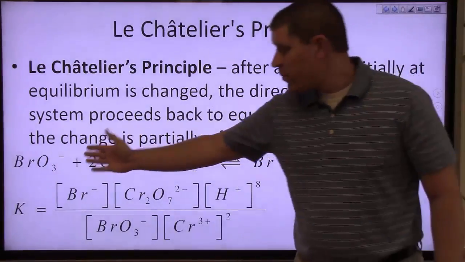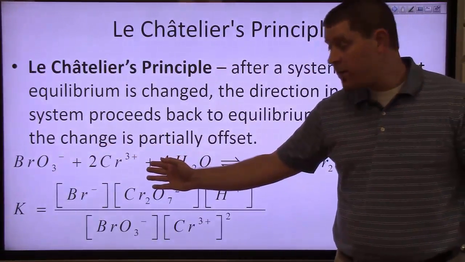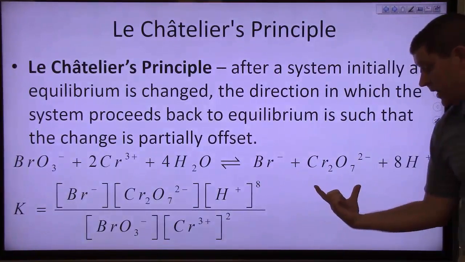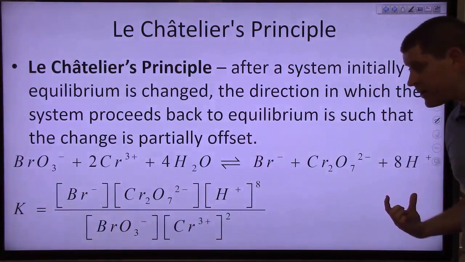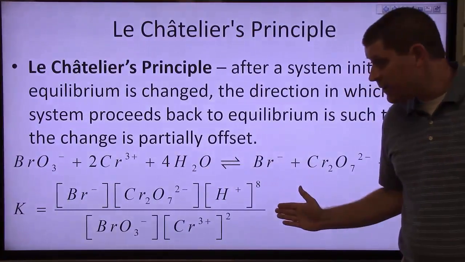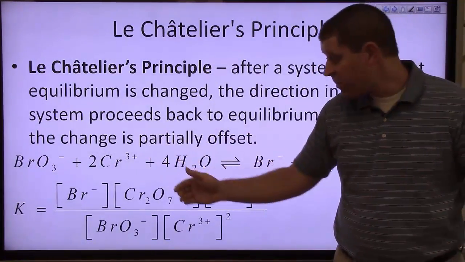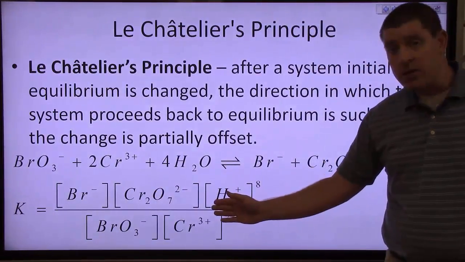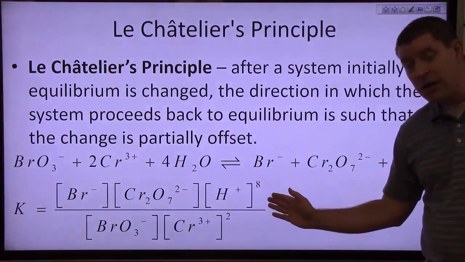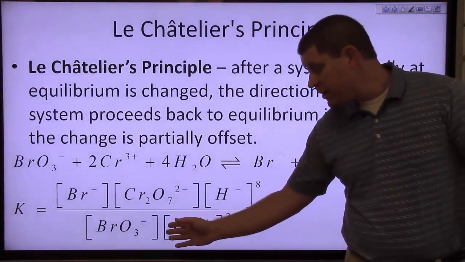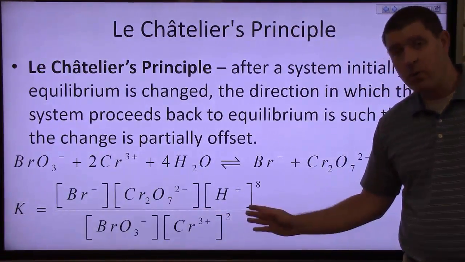If we've got bromate plus 2 chromium ions plus 4 waters reacting to give us bromide plus dichromate and 8 hydrogen ions, then we've got our equilibrium expression given here. So K is equal to the concentration of bromide raised to the first power times the concentration of dichromate times the concentration of hydrogen ion raised to the 8th power, divided by the concentration of bromate times the concentration of chromium raised to the second power.